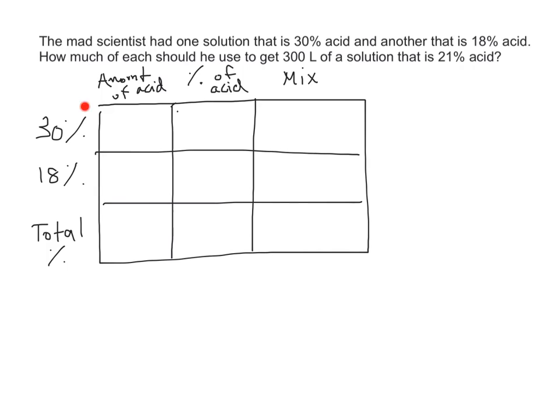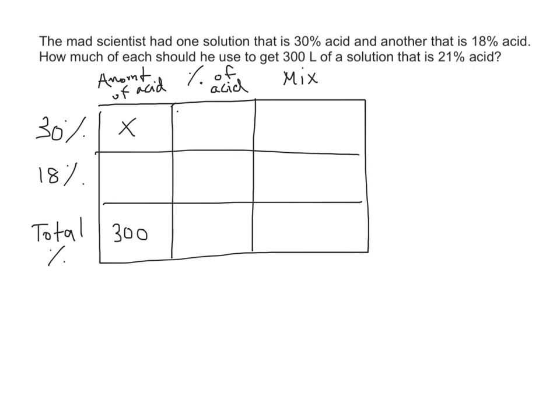For 30% here, we don't exactly know how much of 30% we have. So let's just call it X for now. And let's go down. How much of 18% acid are we given? Well, we don't know either. But we do know that the total should be 300.